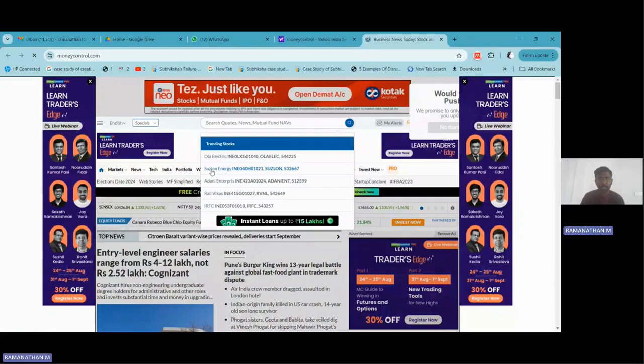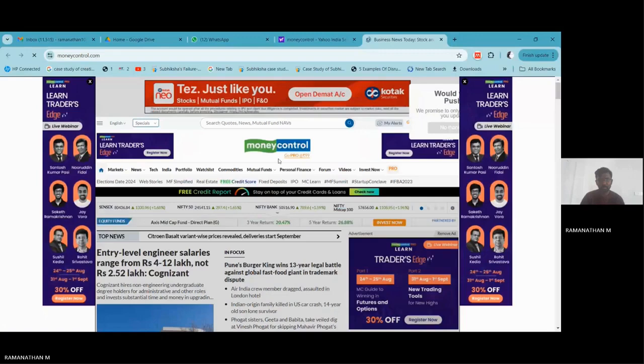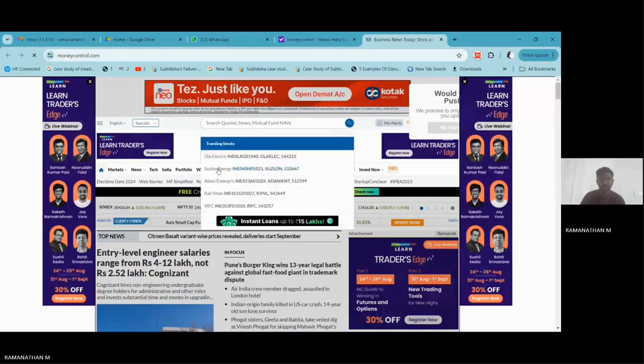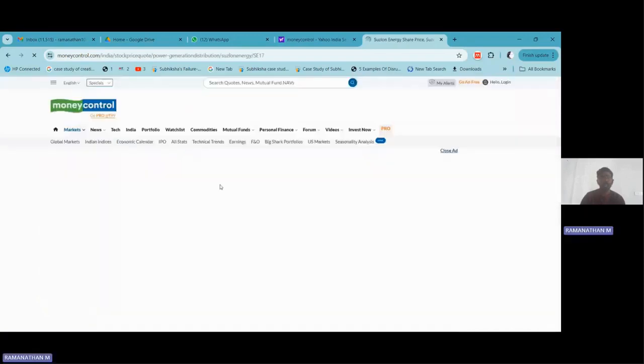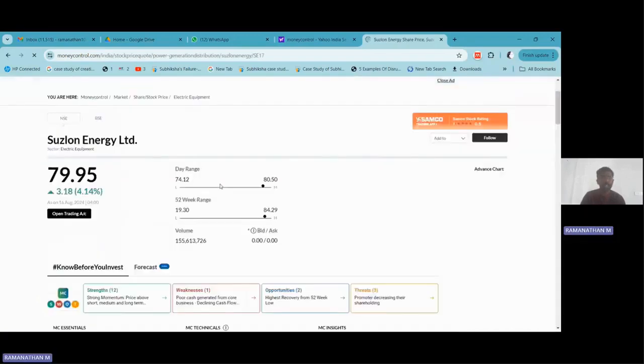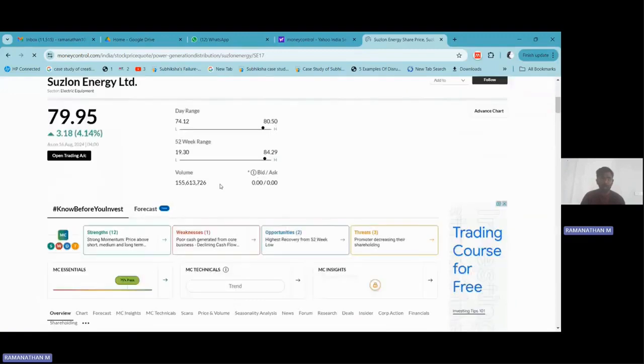So now you are seeing Suzlon Energy. Let me select Suzlon Energy. Okay, fine. So the Suzlon Energy share price is 79.95, 79 rupees 95 paise.